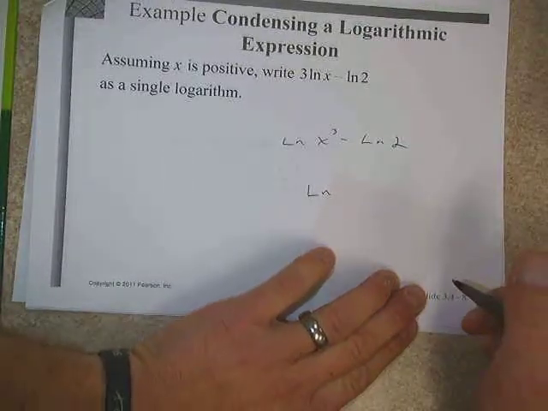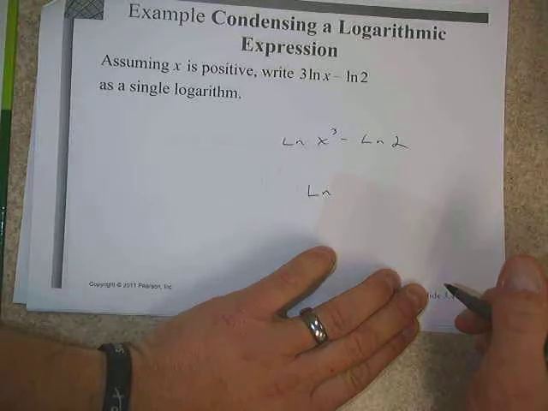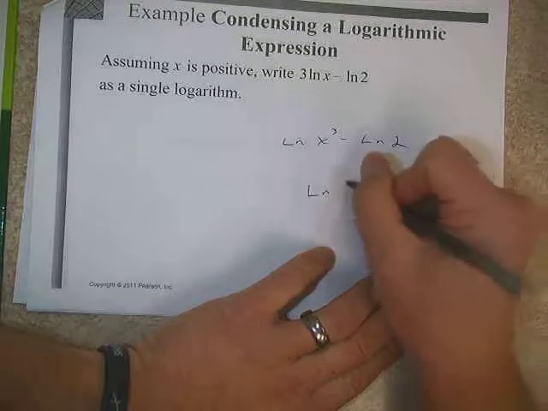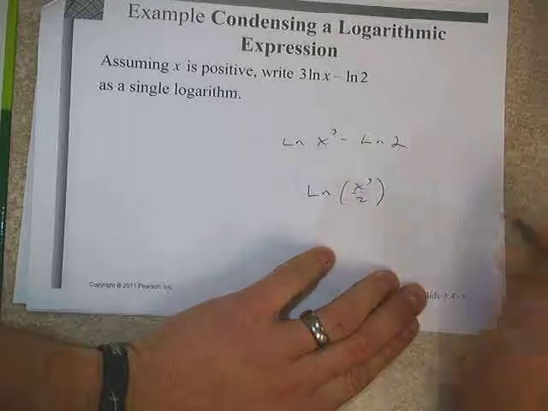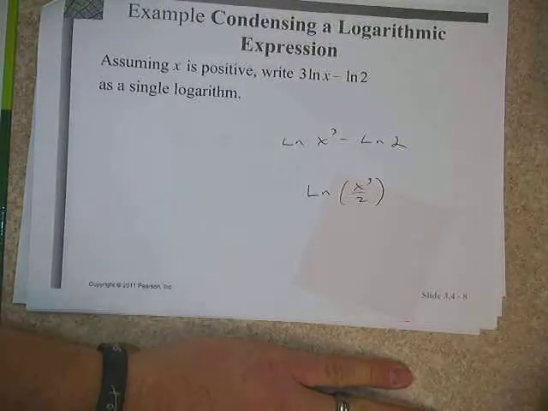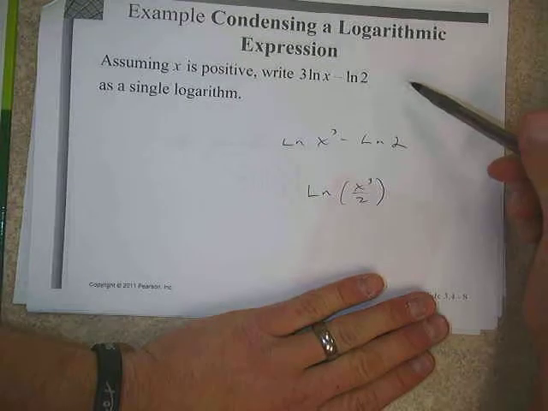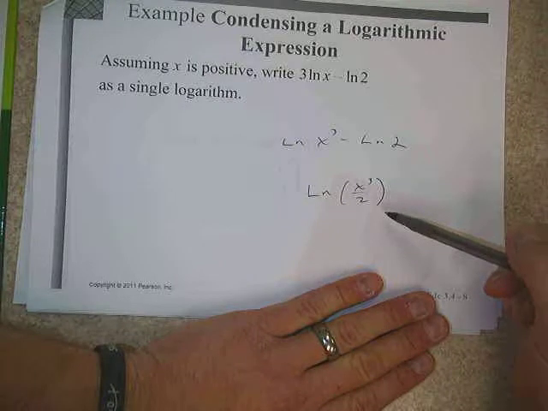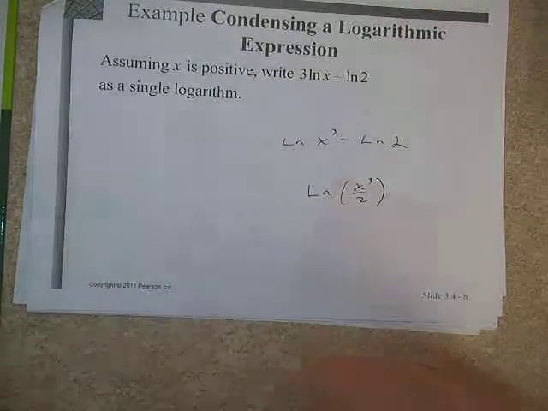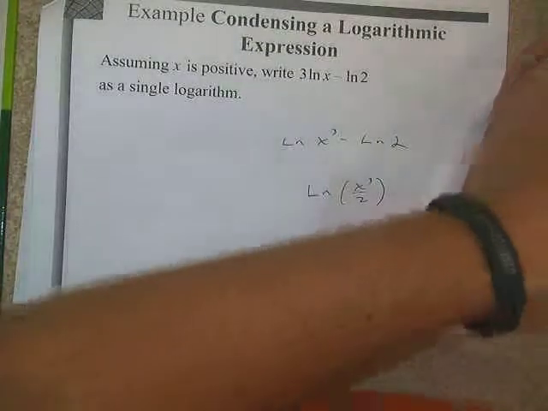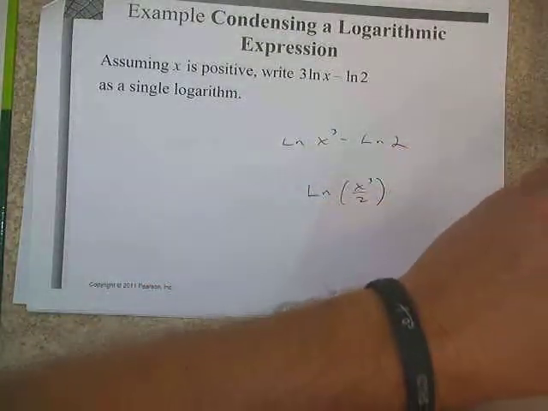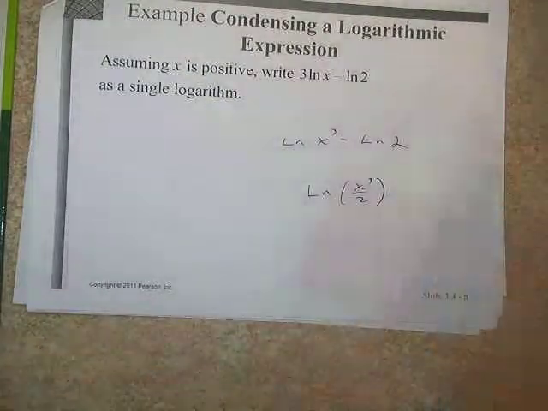Okay. And now we can rewrite this as one logarithm because it's a subtraction of two logarithms with the same base. So we can rewrite this as the natural log of what with those two arguments? We're going to multiply them or divide them? We're going to divide them. So therefore the final answer would be natural log of x cubed over 2, and that would do it. Fair enough? So really we're not doing anything different than we did in the previous problems. We're just going the other way. We're going backwards. Fair enough?